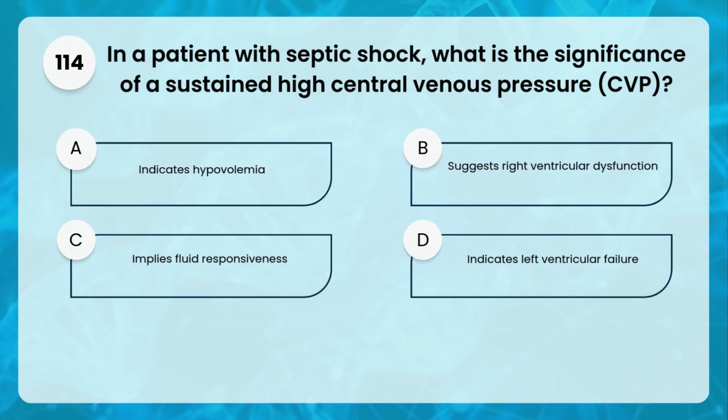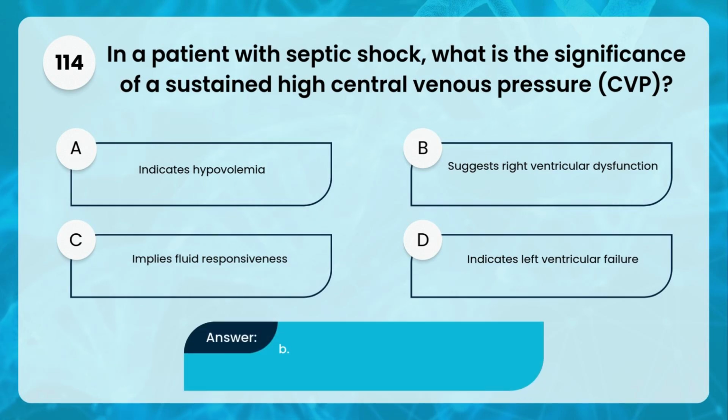114. In a patient with septic shock, what is the significance of a sustained high central venous pressure, CVP? A. Indicates hypovolemia. B. Suggests right ventricular dysfunction. C. Implies fluid responsiveness. D. Indicates left ventricular failure. The answer is B. Suggests right ventricular dysfunction.